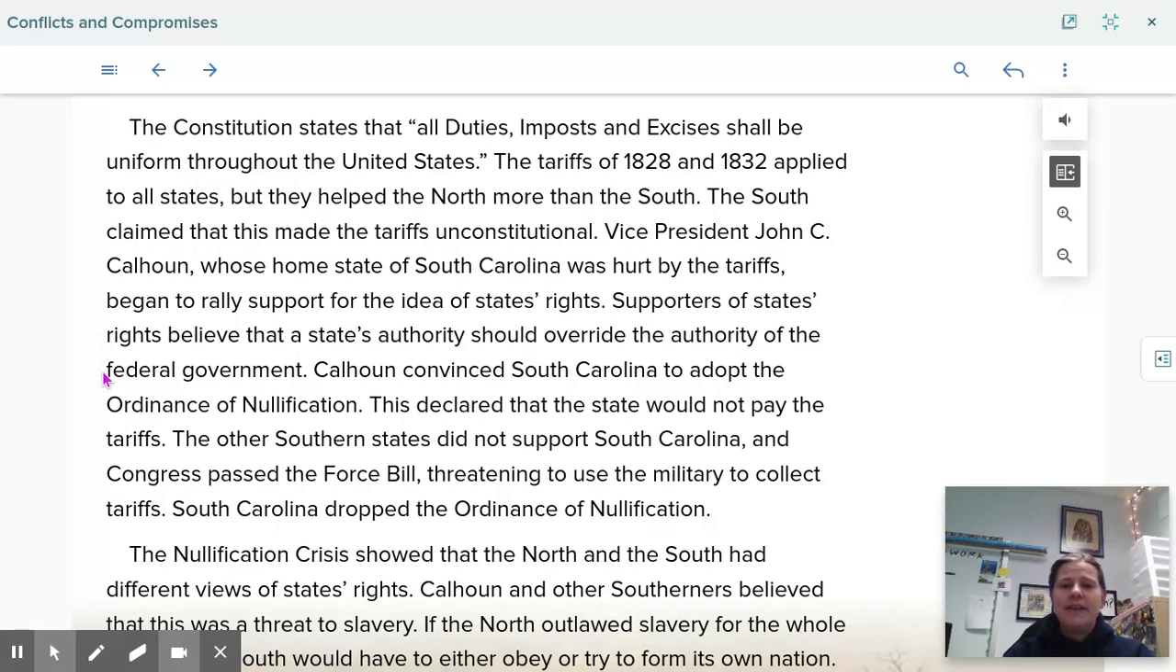Calhoun convinced South Carolina to adopt the Ordinance of Nullification. This declared that the state would not pay the tariffs. The other southern states did not support South Carolina, and Congress passed the Force Bill, threatening to use the military to collect tariffs. South Carolina dropped the Ordinance of Nullification.